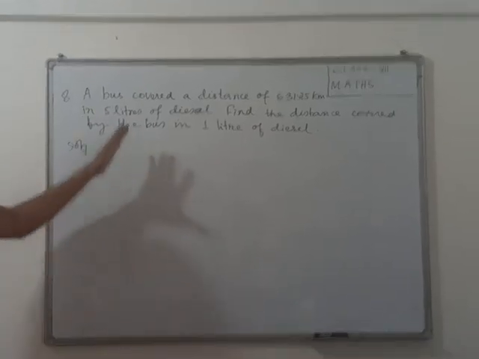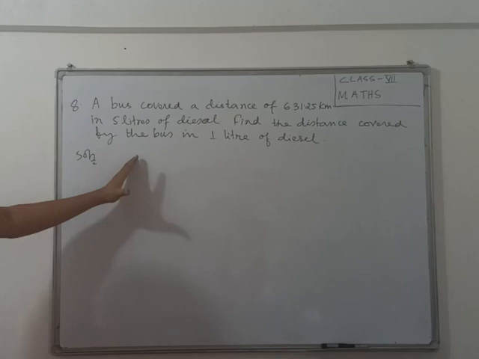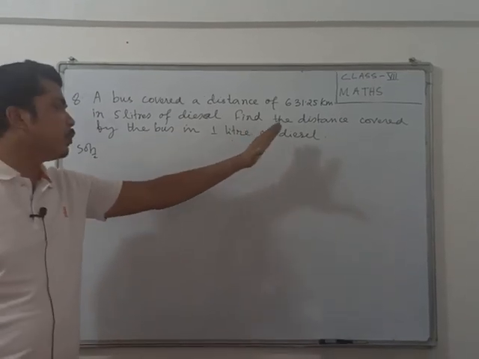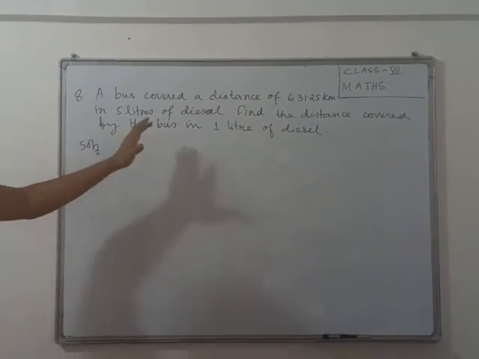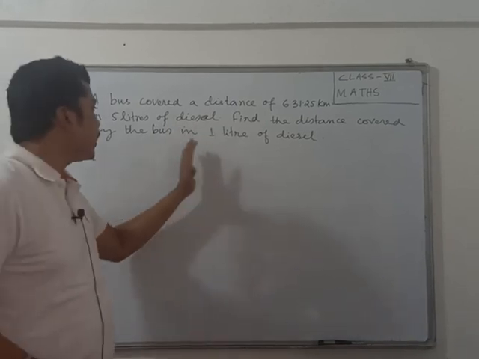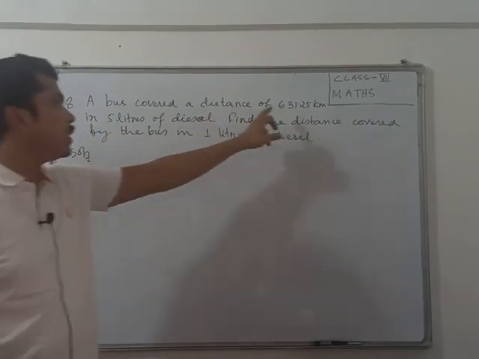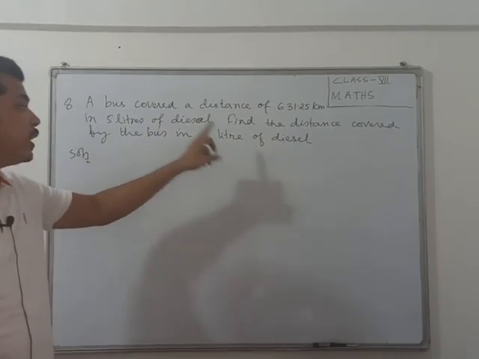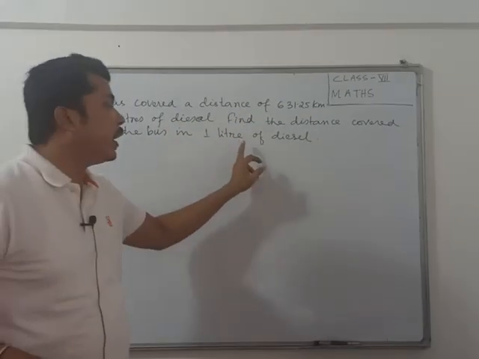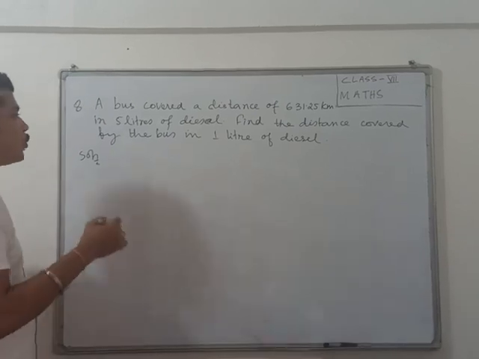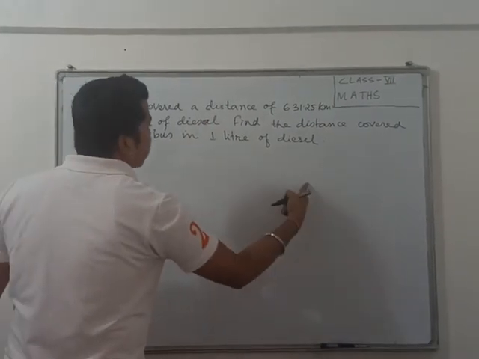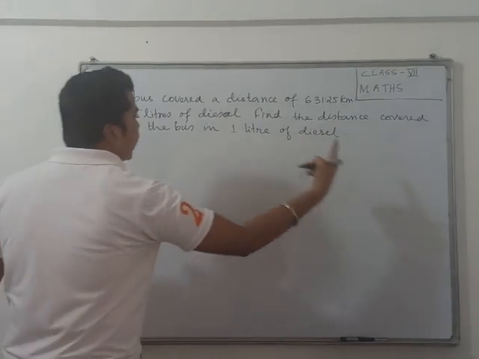So dear student, here in your question number 8, a bus covered a distance of 631.25 kilometer in 5 liters of diesel. Find the distance covered by the bus in 1 liter of petrol. That means, in 5 liters the bus covered this much kilometer, you have to find how much kilometer it will cover in 1 liter. So what you have to find? You have to find distance. Okay, that means distance you are going to write on your right hand side.